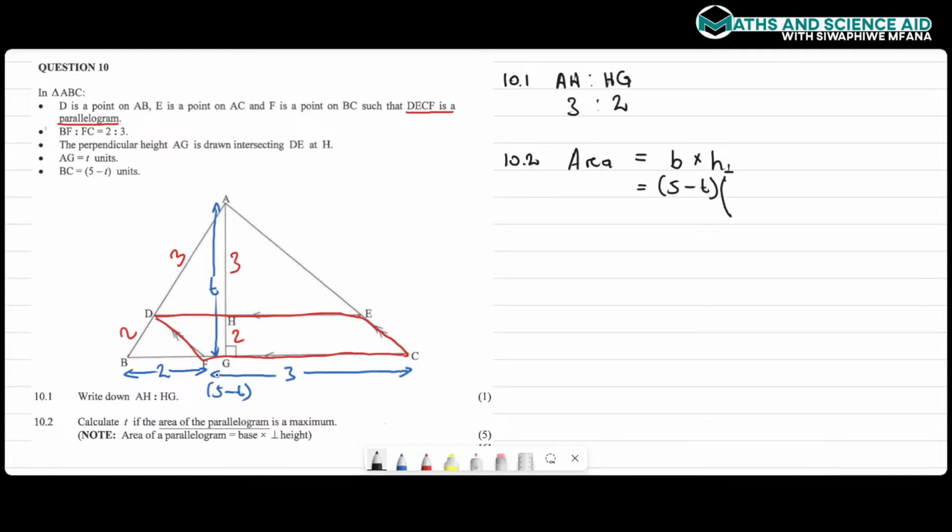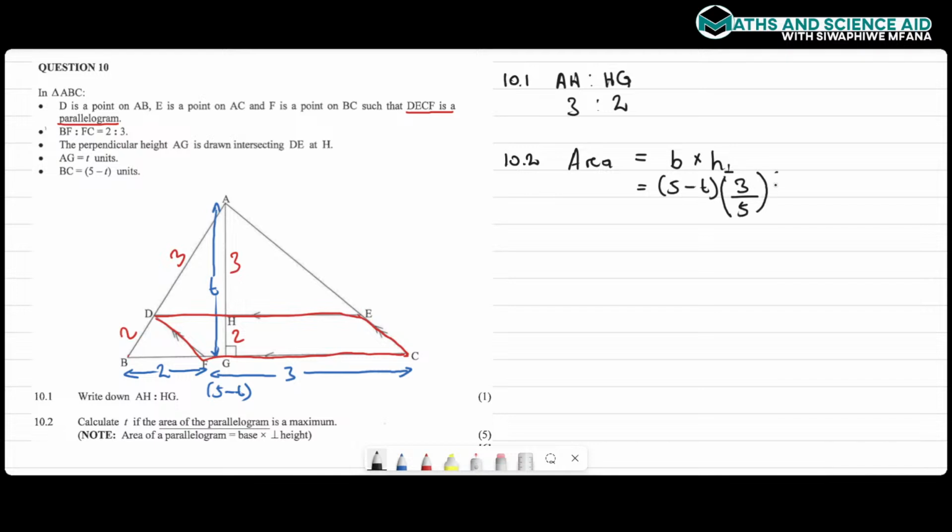So FC on the ratio is 3, but then you will divide by what? You'll divide by 2 plus 3. Our ratio is 2 is to 3, and FC on that ratio is 3, and then you divide by 2 plus 3, which is 5. I hope this makes sense.